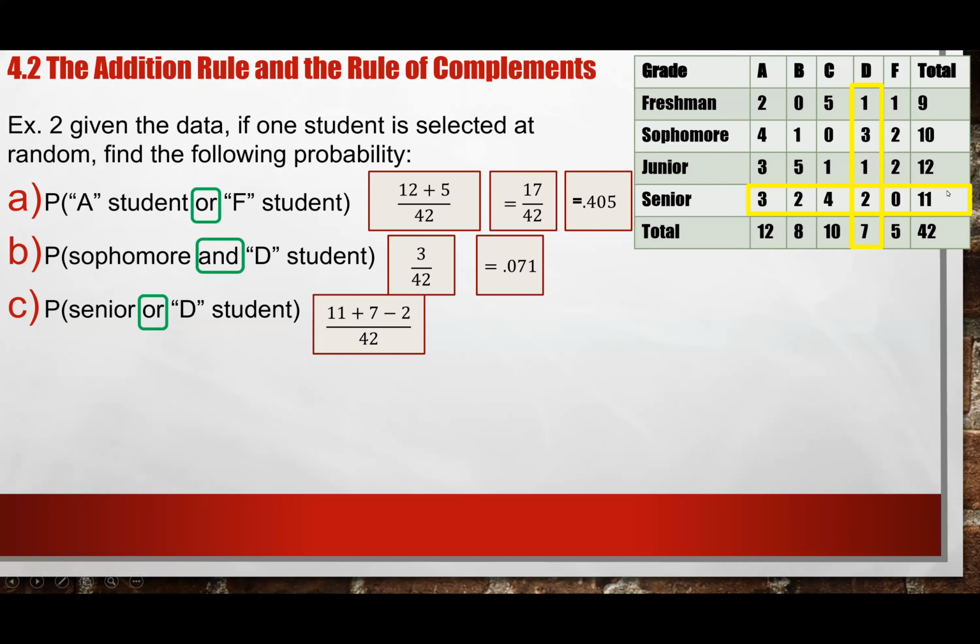But if you take the total, if you take the 11 total and the 7 total, if you add them up, you have to subtract the 2 because we overcount, right? We double count the 2, okay? So everybody see the difference between part A versus part C. Why on part A, I don't subtract, and why on part C, I subtract.